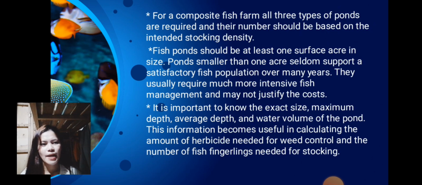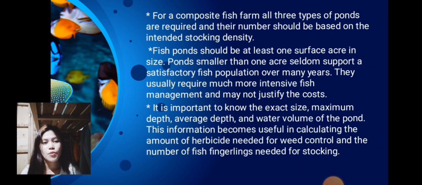Fish ponds should be at least 1 surface acre in size. Ponds smaller than 1 acre seldom support a satisfactory fish population over many years. They usually require much more intensive fish management and may not justify the cost. So, ang fish ponds should be at least one surface acre or hectare nga size, kay ang gamay nga ponds makasupport man japon sa fish population over many years. Usually gi-require nila ang intensive fish management para dili ra kaayo malugi.